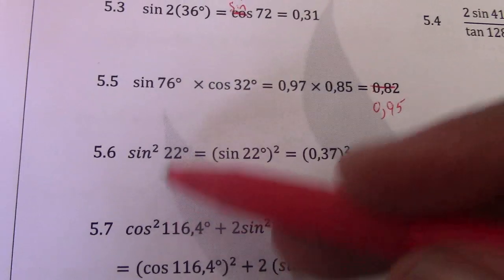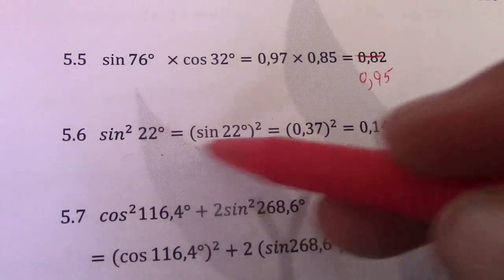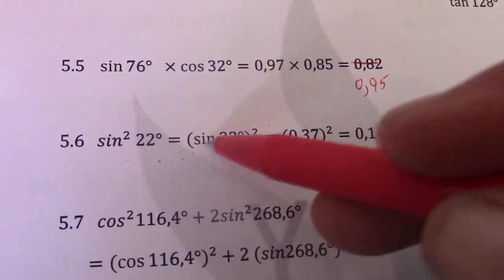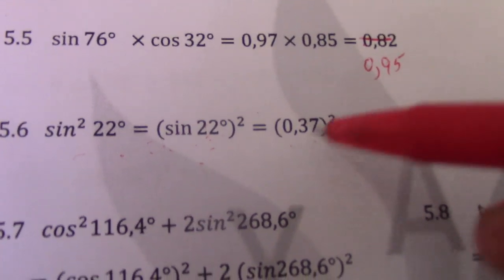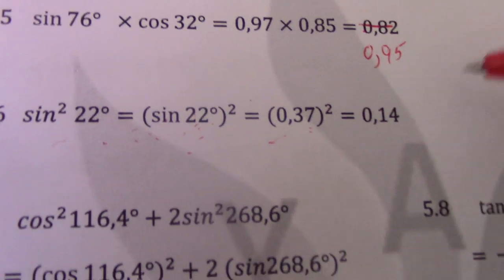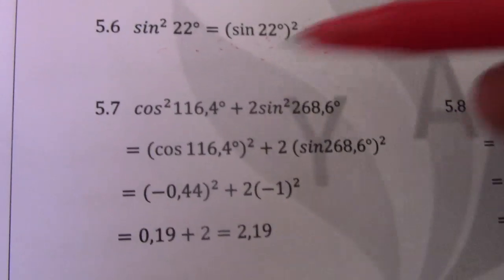So if I say sine squared 22, it's the same as saying sine 22 all squared. I hope you note. Now if I press in sine 22 on a calculator, I get 0.37. So 0.37 squared then becomes 0.14.